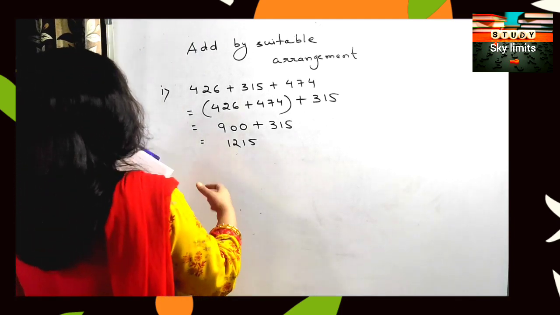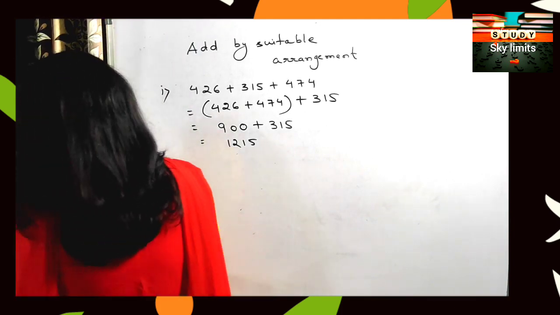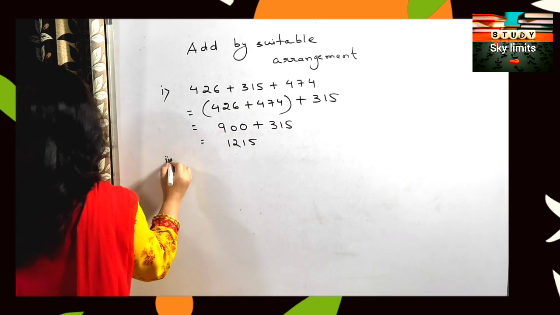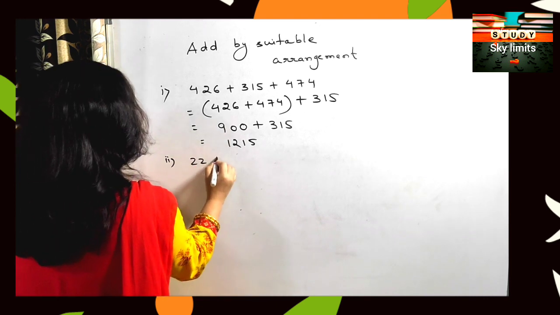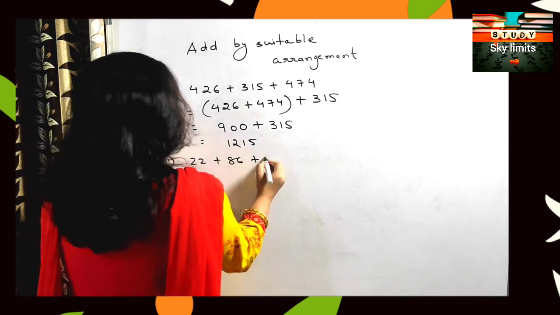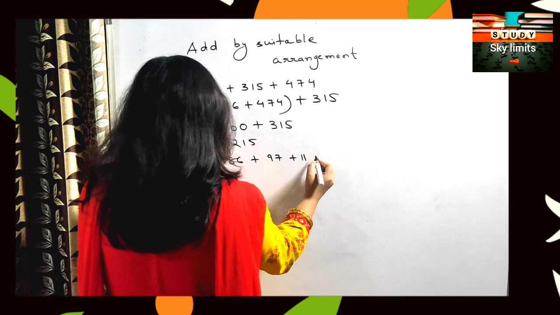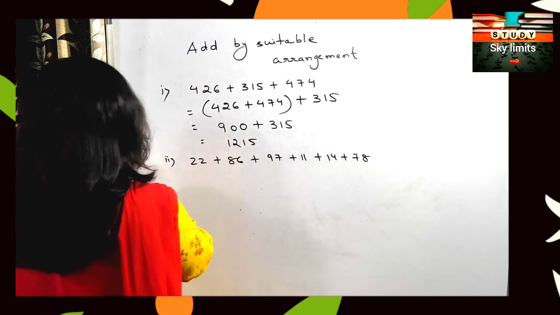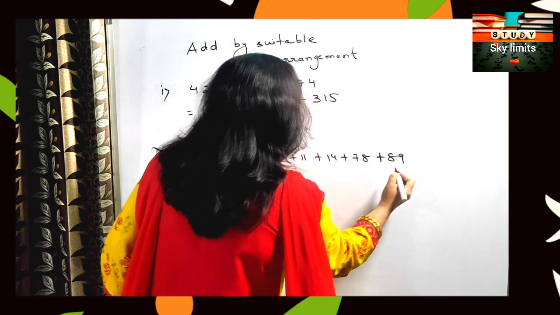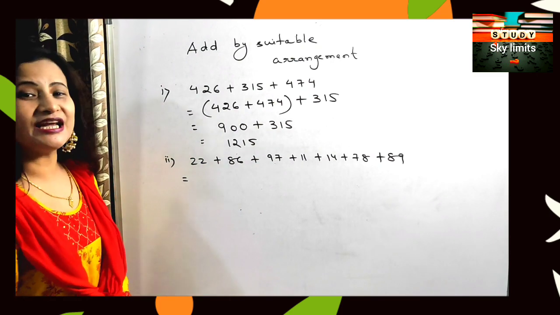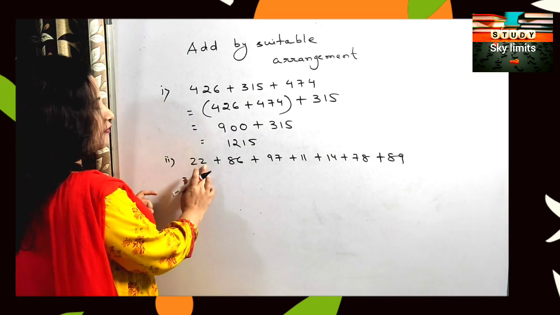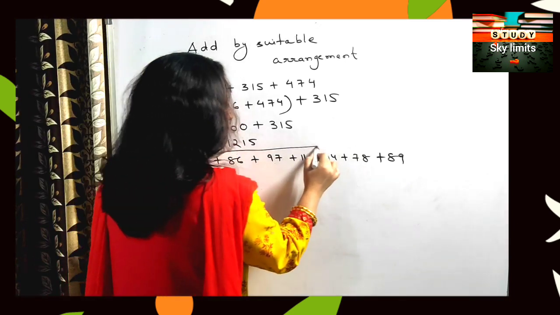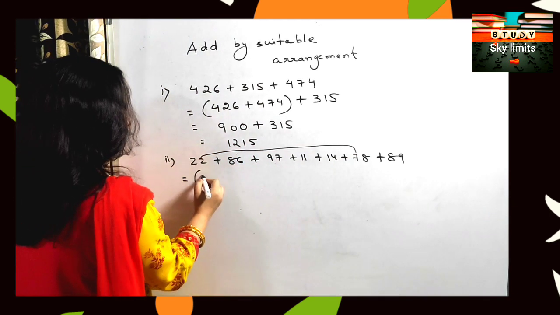Okay. Now let's take the next number. Suppose question number 2. 22 plus 86 plus 97 plus 11 plus 14 plus 78 and then we have 89. Now you have to group these numbers such that you get 0 at the end. Now 2 along with something which is having 8. Obviously 78. Yes or no? 2 with 78 because 8 plus 2. So I will just pair it.